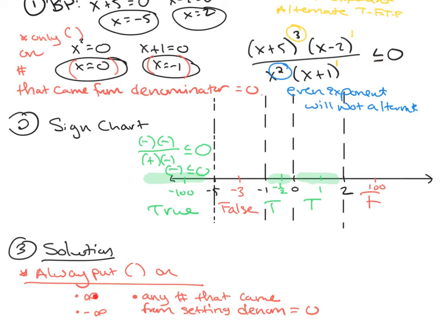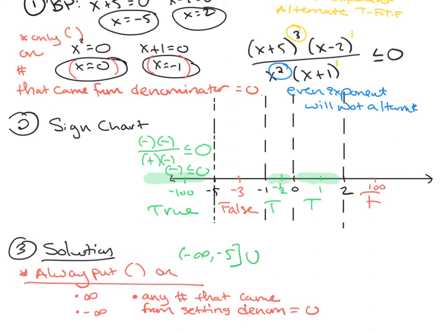If you have an infinity, put a parenthesis there. If you have a negative infinity, put a parenthesis there. And if you have a number that came from setting your denominator equal to 0, we cannot divide by 0, put a parenthesis on that number. So those numbers, remember, we marked up here, that was 0 and negative 1. So when I go to write my answer, negative infinity always gets a parenthesis.